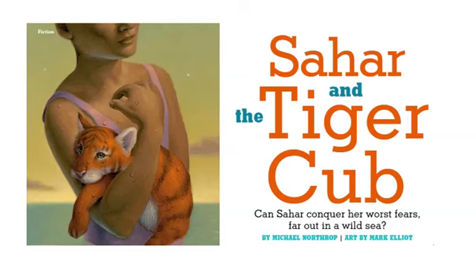Today, we are focusing on our main character and her feelings and motivations. We will also touch upon setting and figurative language. Our short story is titled Sahar and the Tiger Cub. It is by Michael Northrop, and the art is by Mark Elliott.